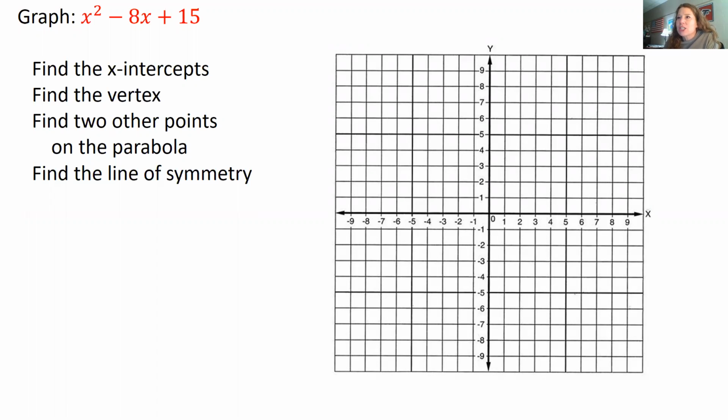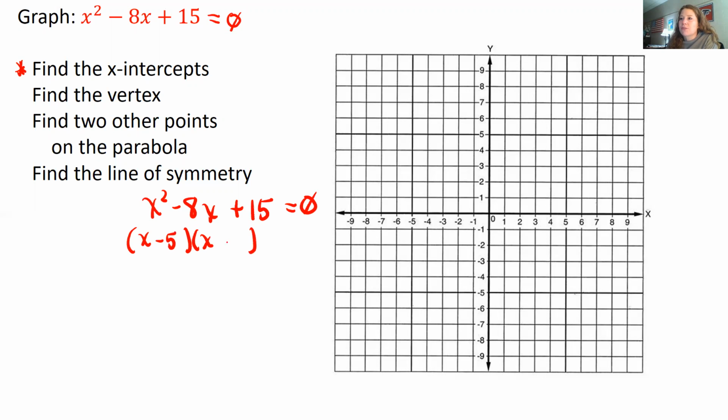So anyway, let's look at graphing this parabola. And then we'll talk about the paper you need to do. So the first thing we're going to do, when we find our x-intercepts, that means we're going to set our equation equal to 0. So then we're going to come down here. We're going to think of two numbers that multiply to give us positive 15 and add to give us negative 8. So what would that be, you guys?